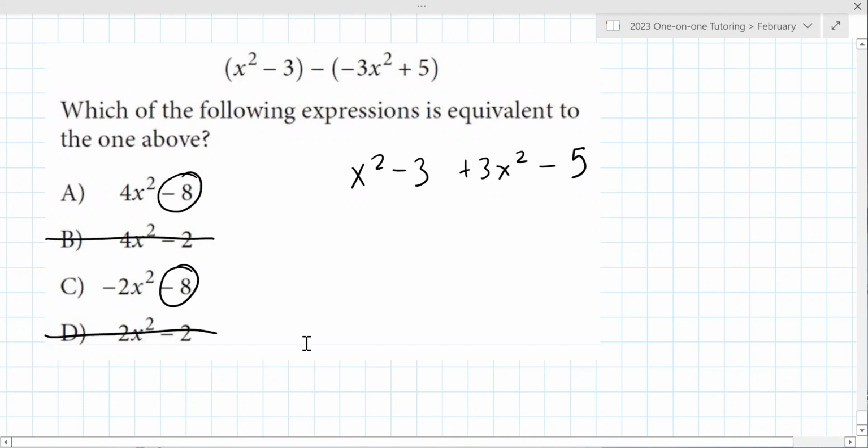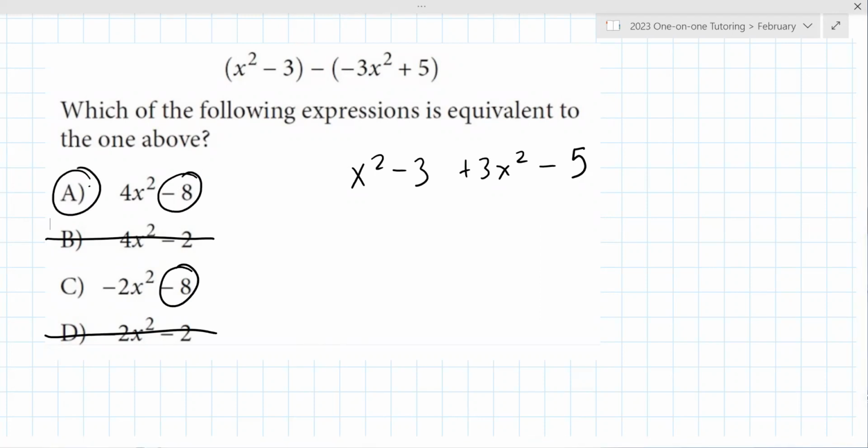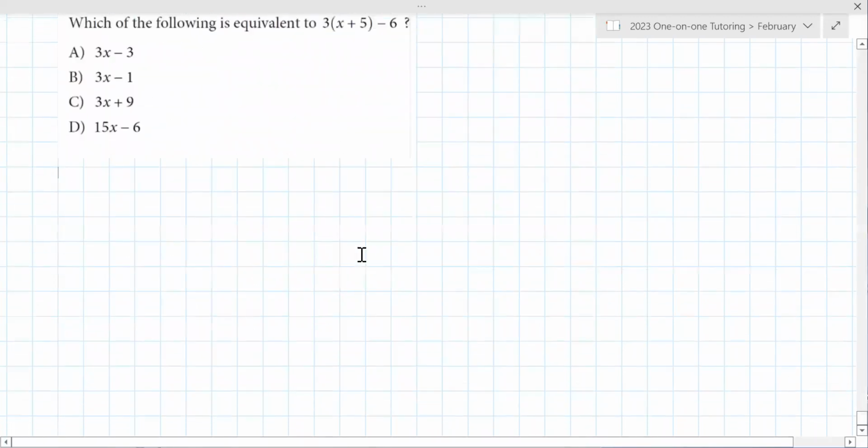It's good to cross out the ones that are not there, so you're not distracted by them. And then it would be 4x squared, right? Because you put a 1 before that x squared. Very good. Okay, here's another one to look at. It's different than what we've been doing, but it's still the distributive property. So let's take a look at this.